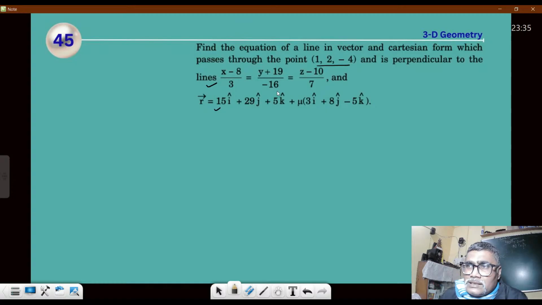This line is parallel to the vector with these components, and this line is parallel to the vector with these components. So when you take the cross product of the vectors with these components, you will get a third vector which is perpendicular to both of these. So your required line will have that as its direction. That way also you can find it. Okay.